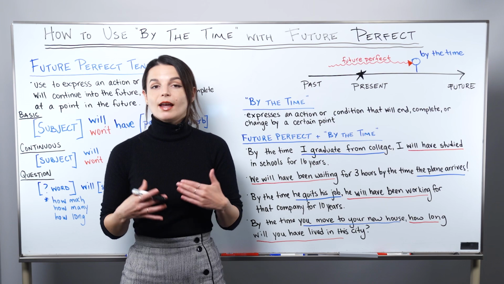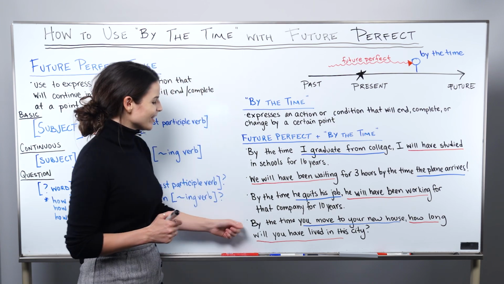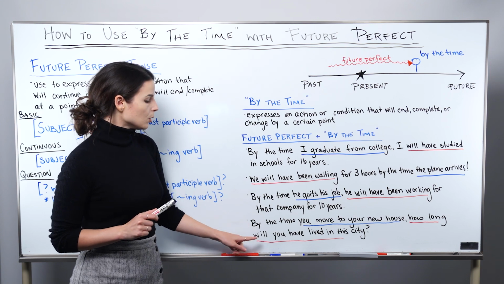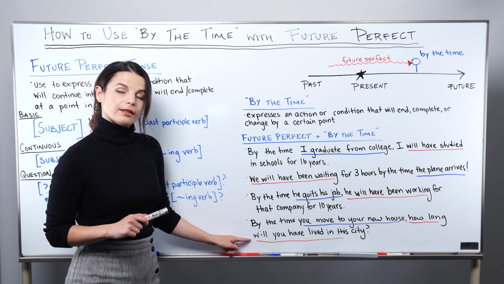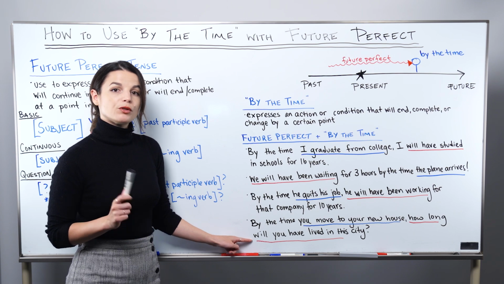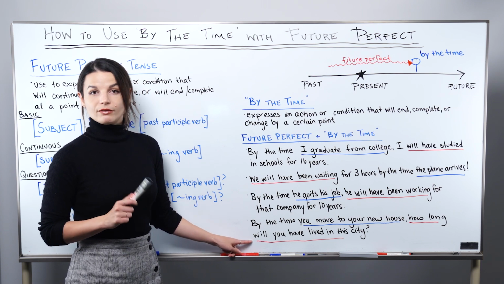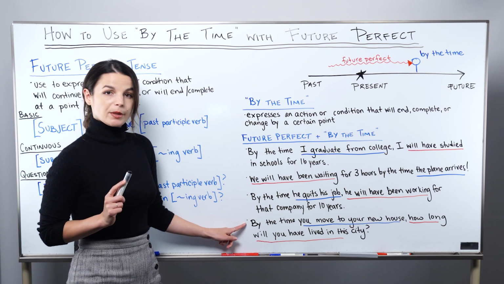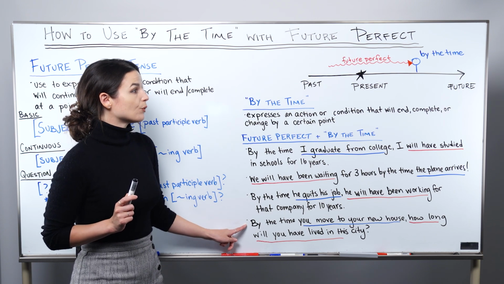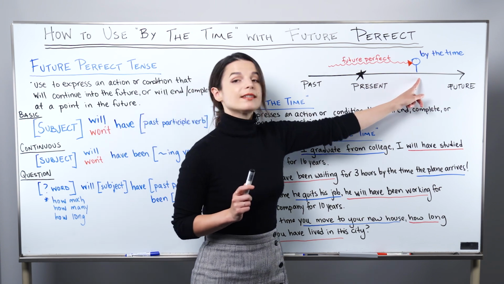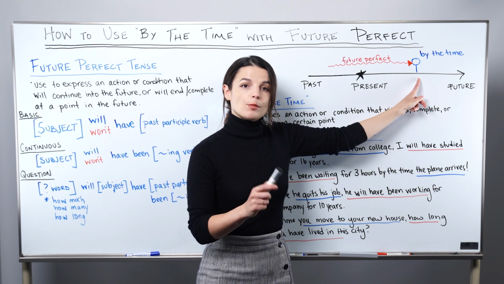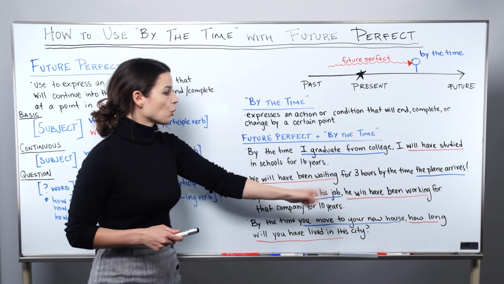This one uses a question pattern. Okay, so let's look. By the time you move to your new house, how long will you have lived in this city? Okay, so here is our by the time expression. By the time you move to your new house. So this is a future point in time, an expected future point in time. By the time you move to your house, and then we have a question.